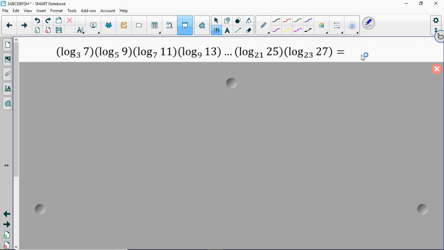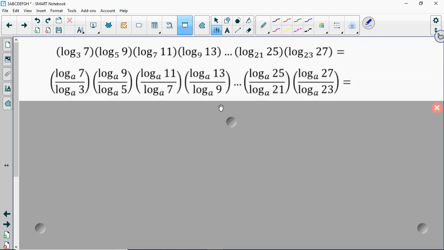Well, we're going to change a whole bunch of bases. And it doesn't even matter what base we decide to change things to, but we're going to change every single logarithm in here to the same base. I'm calling it A. This could be base 10, could be base e, could be base pi, whatever base you want, just choose it.